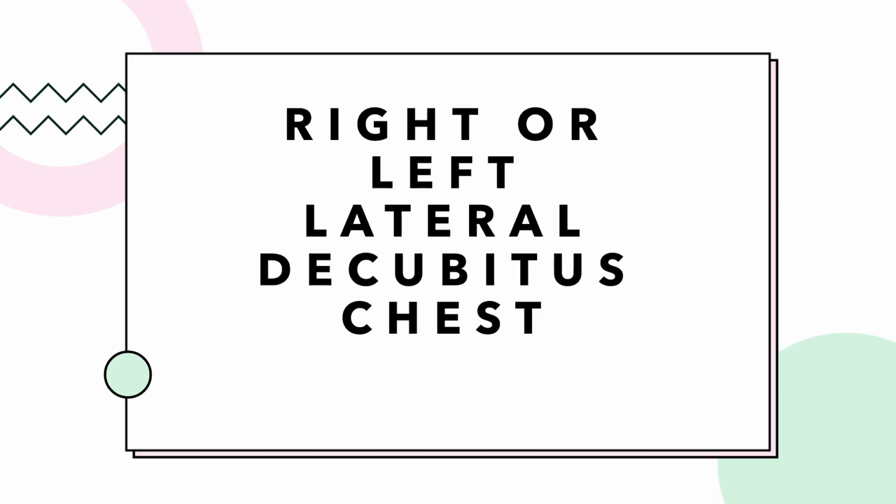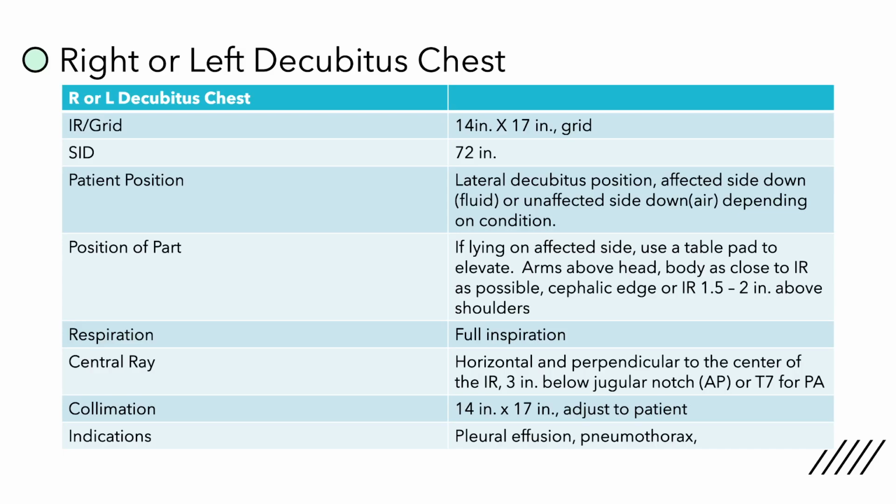Next is right or left lateral decubitus chest. For this, again, 14 by 17, 72 inches. The patient's going to be in the lateral decubitus position with the affected side down. If we're looking for something fluid related, generally there will be an indication on the sheet that you receive from the provider that has the order on it.